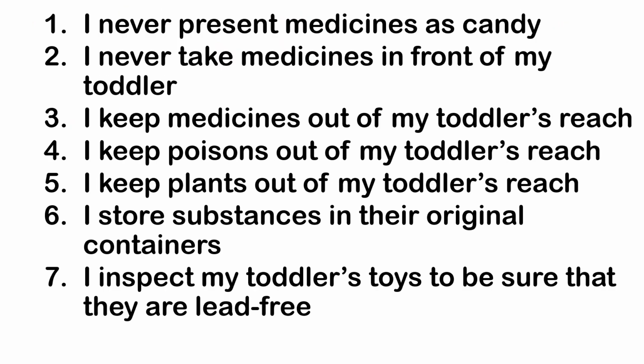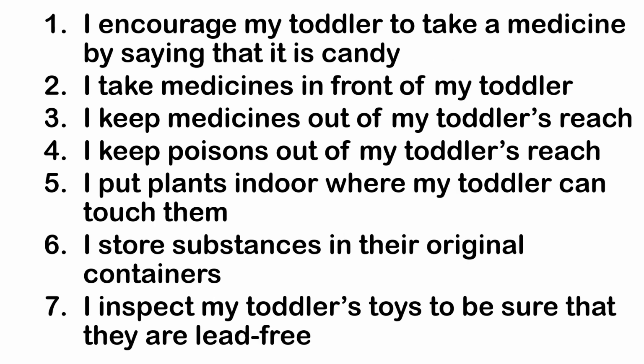Sometimes the clue is derived from the context of other questionnaire items. If you look at this group of items, you will notice that all of these items portray right parental behavior in preventing poisoning among toddlers. So for instance, the respondent is not sure whether item number 6 is right or wrong parental behavior. I store substances in their original containers. But the respondent noted that all the other items are right parental behavior. So what would this respondent do? Simply guess. And this time, correctly, that item number 6 is also a right parental behavior.